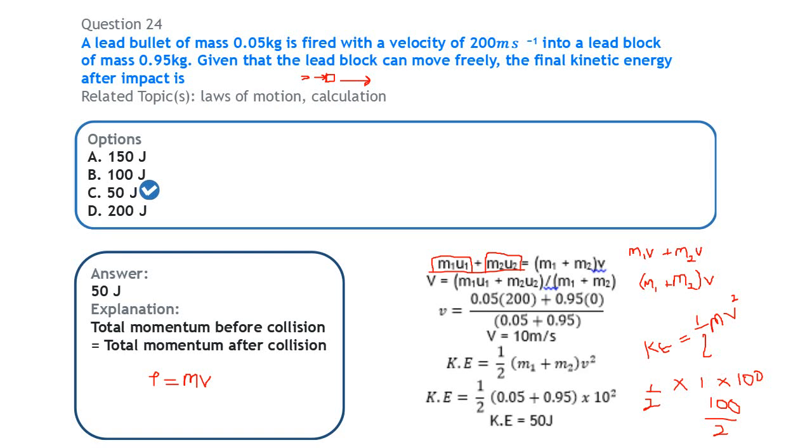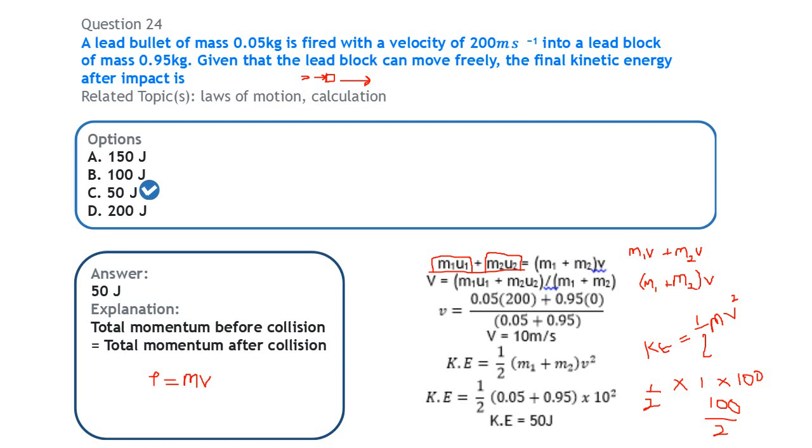Now since v is common to these two, we can just put m1 and m2 in the bracket, that is m1 plus m2, close the bracket, then I'm going to have v here, the velocity. Then we want to make v the subject, since we are looking for the velocity. So we divide both sides by this m1 plus m2.